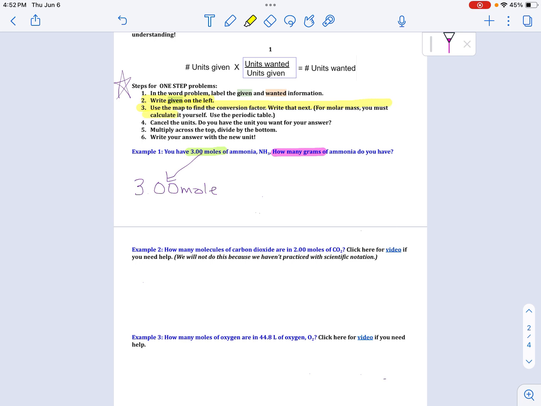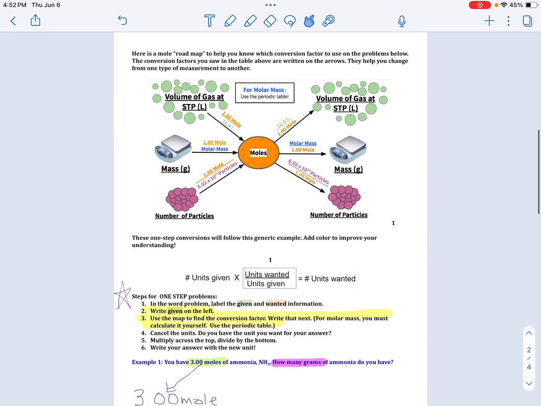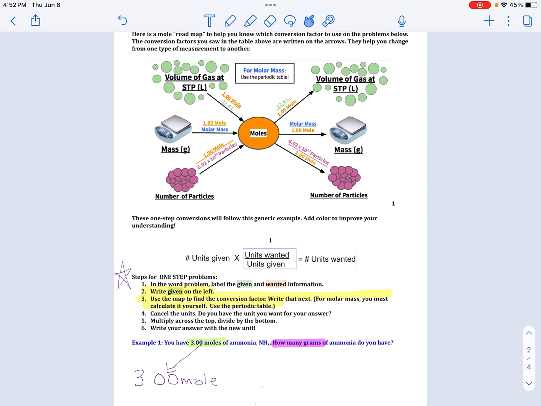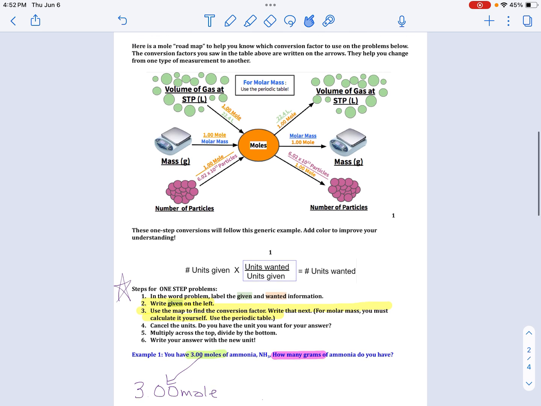Then the step says, use the map to find the conversion factor and write that next. For molar mass, you must calculate it yourself. Use the periodic table. So I'm going to go up to the map and notice that my given was moles. Look down at the green highlighting. So I am here on the map where it says moles. So if I do nothing, I know I have 3 moles of ammonia. They want me to convert to grams. So look at how this arrow goes over to the word mass and grams.